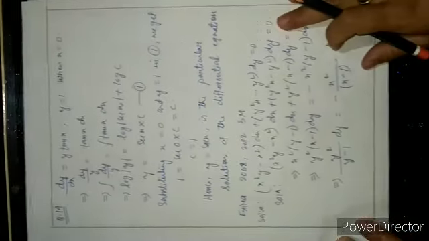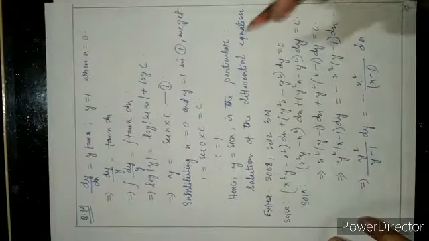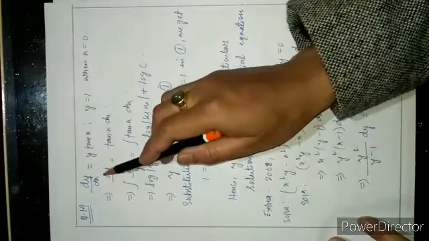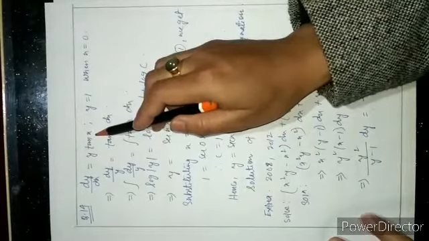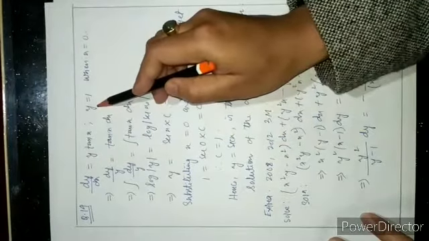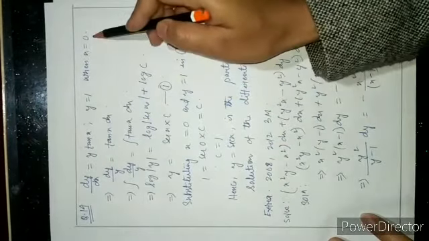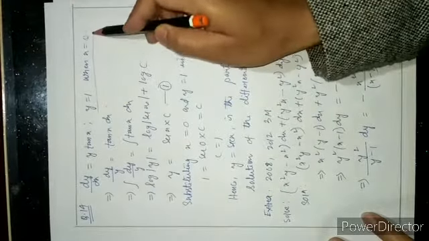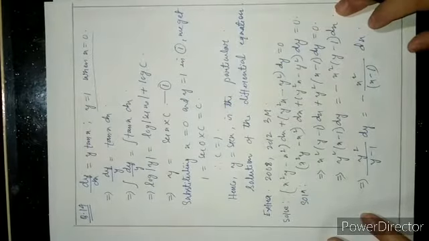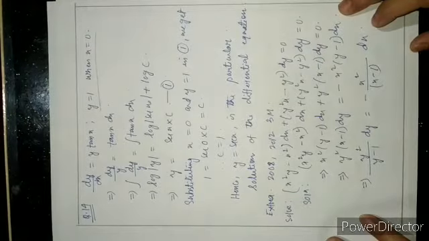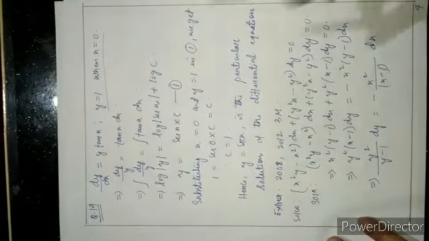Next question, question number 14. The given differential equation is dy by dx is equal to y tan x. The initial condition is y is equal to 1 when x is equal to 0. When x is 0, the value of y is 1. Using the initial condition, we find the particular solution.